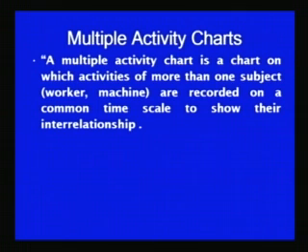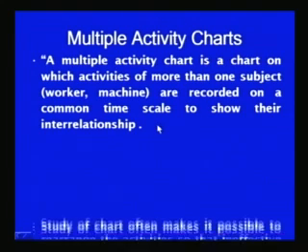The multiple activity chart is another chart which is used to show the activities of different subjects on a common time scale. The SIMO chart is another chart which uses a common time scale. So, if you have to define it, a multiple activity chart is a chart on which activities of more than one subject, like man or machine, are recorded on a common time scale to show their interrelationship with each other.